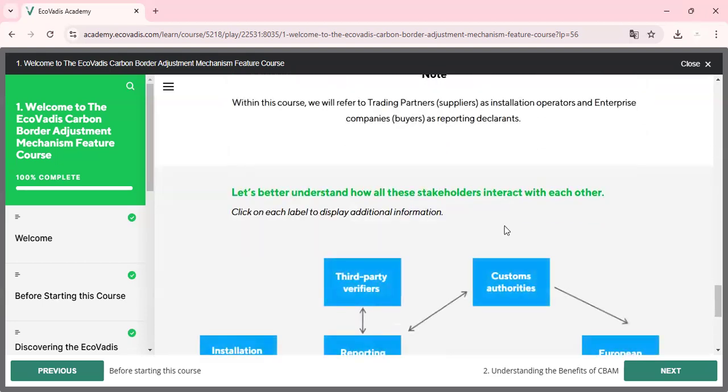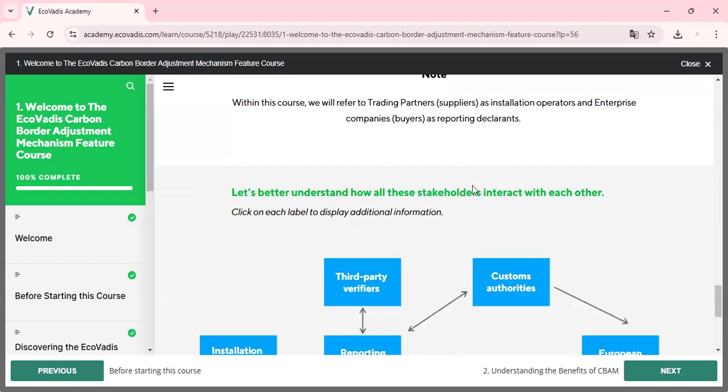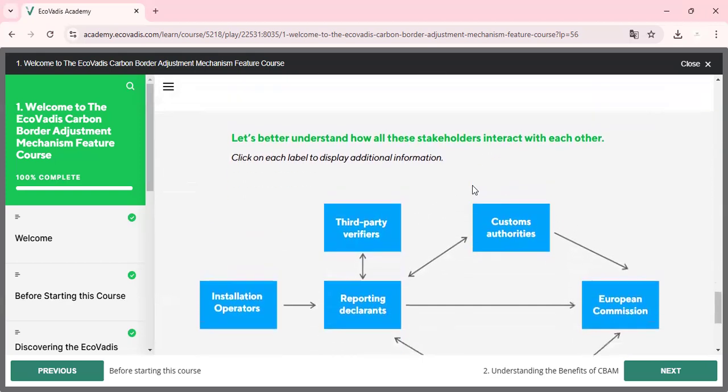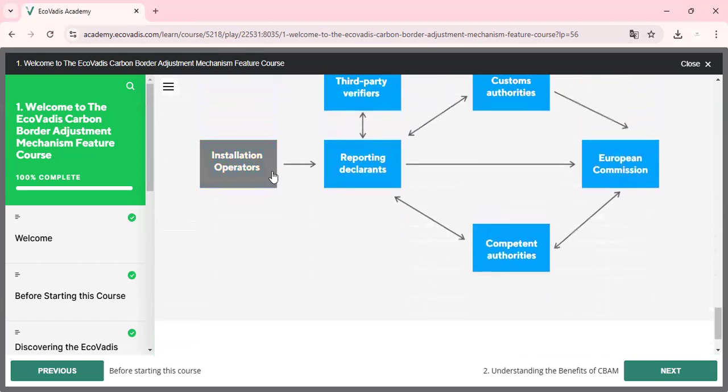Note: within this course, we will refer to trading partners, suppliers, as installation operators and enterprise companies, buyers, as reporting declarants. Let's better understand how all these stakeholders interact with each other. Viewing the CBAM's timeline, scope, and penalties.